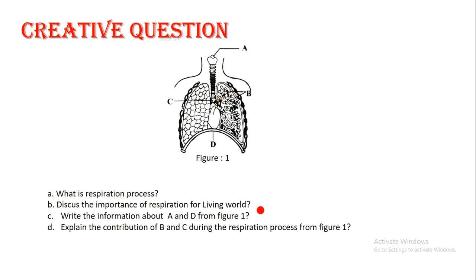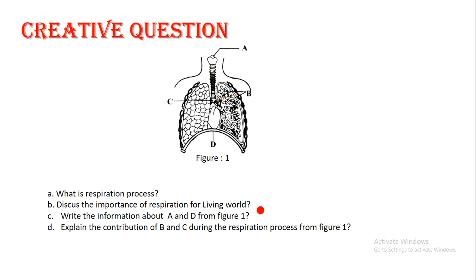So here is the first knowledge based question. What is the respiration process? Already discussed about it. Then discuss the importance of respiration for the living world. It is also discussed in the previous part. And C. Write the information about A and D from figure 1. Explain the contribution of B and C during the respiration process. It is from figure 1 also, for the higher order thinking ability part.